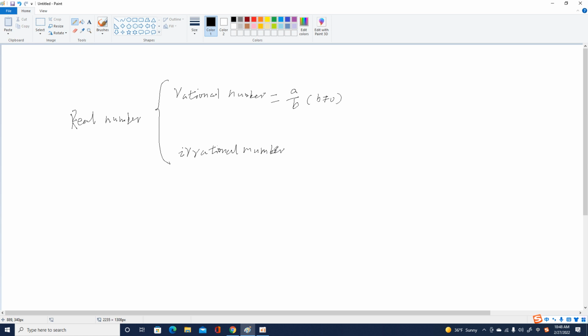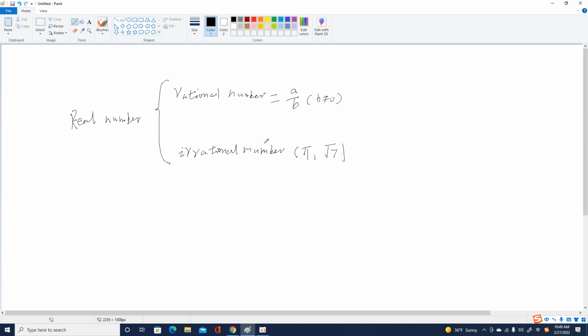An irrational number means the number cannot be expressed as the quotient of two integer numbers. I can give you some examples of irrational numbers, such as pi and the square root of 7. Those are some examples of irrational numbers.